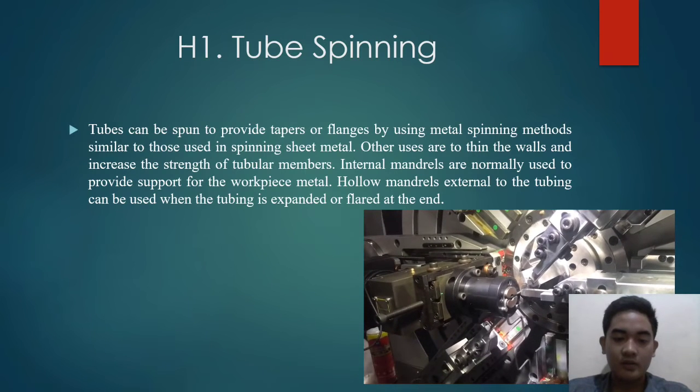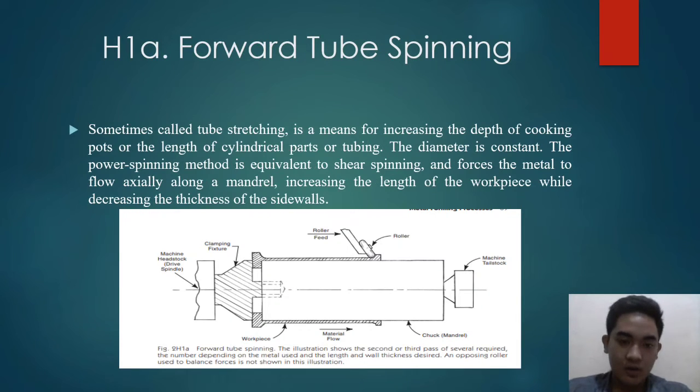Okay. The next one, 1A, forward tube spinning. Sometimes tube stretching is a means for increasing the depth of cup-shaped parts or the length of cylindrical parts of tubing. The diameter is constant, and the power spinning method is equivalent to shear spinning.